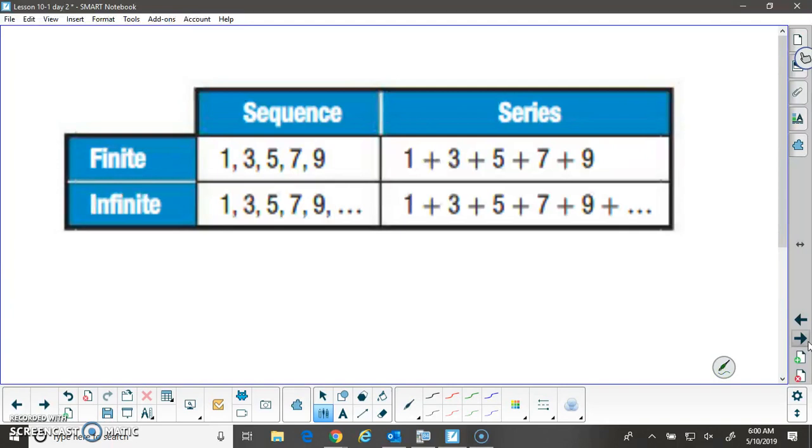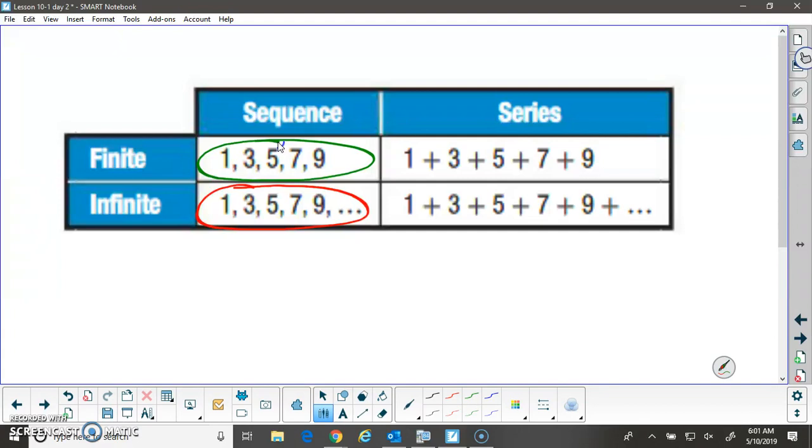So we've been talking about sequences, and you can see that there's a list of numbers like this, which represents a finite sequence. If you look at a list of numbers like this, that would be an infinite sequence. The difference between them, obviously, is the infinite sequence goes on forever. The finite sequence stops. The finite sequence only has 5 terms in this particular case.